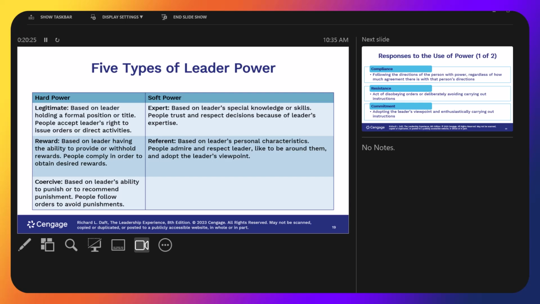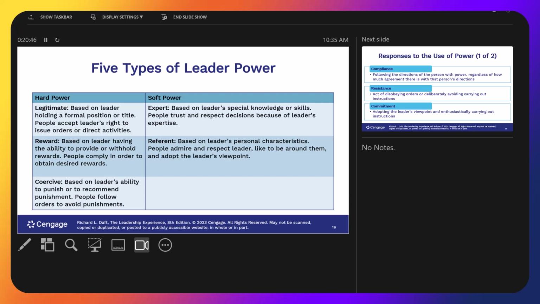Reward, based on the leader's ability to provide or withhold rewards. People conform in order to obtain desired rewards. So rewards can be used to provide or withhold to get things done. Coercive, based on the leader's ability to punish or recommend punishment. People follow orders to avoid punishment.